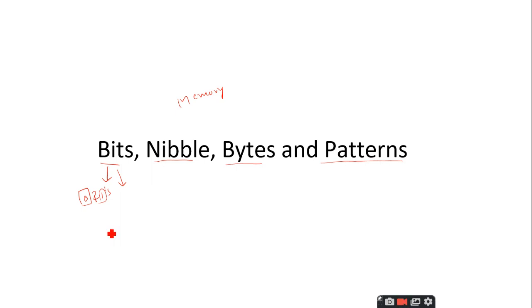In physics and chemistry you might have studied atoms and molecules, right? The atom is the smallest particle, which you cannot divide further into parts. In a similar manner, a bit is the smallest representation of memory. You cannot divide it further. So the smallest representation of memory is called the bit.